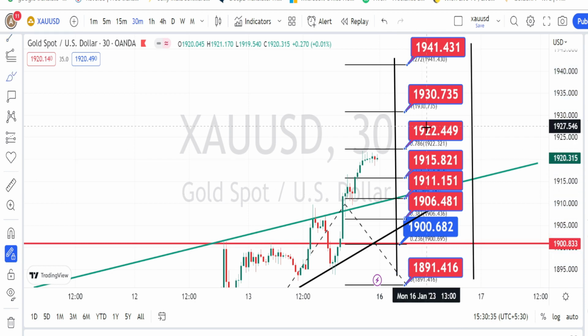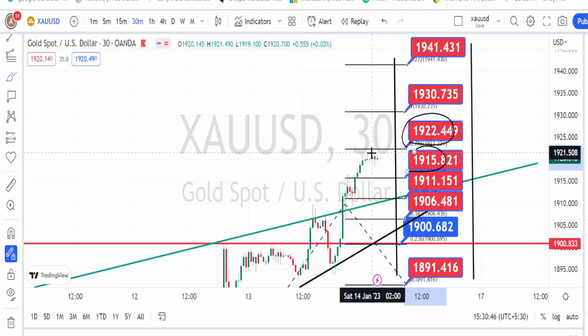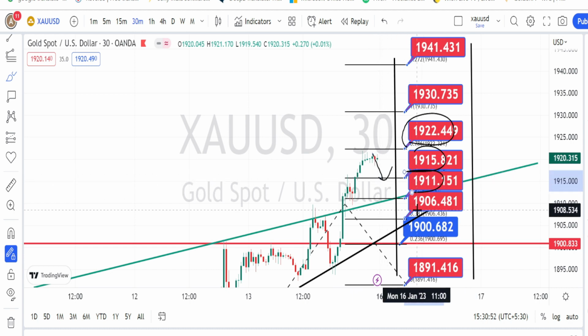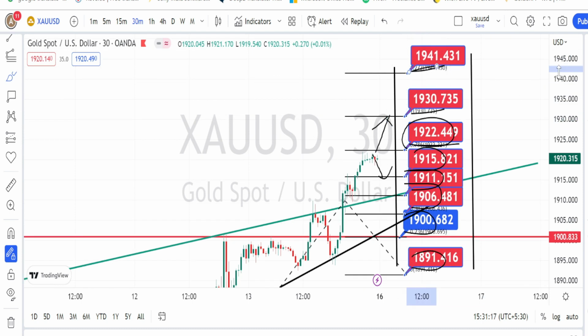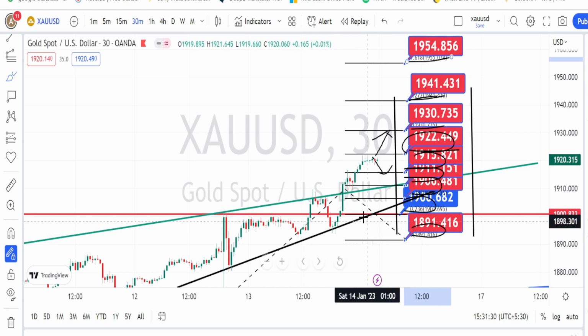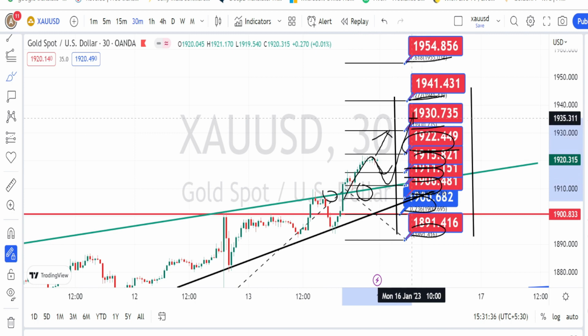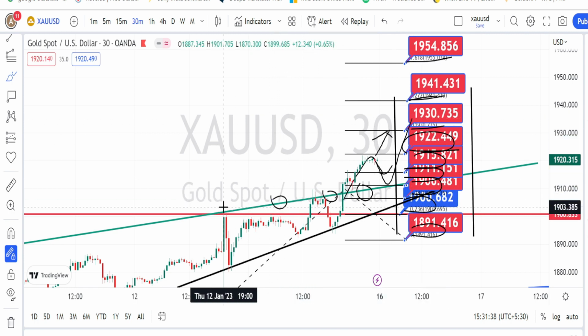minutes time frame. Currently the price action is trading between the resistance level of 1922 and support level of 1915. And if the price action breaks this support level of 1915, next level of support is going to be around 1911, 1906, 1900 and 1891. And if the price action breaks the resistance level of 1922, next level of resistance is going to be around 1930, 1941 and 1954. And the current trend of the price action is still in a bullish trend as long as it is trading above this hourly time frame trend line or the support line.